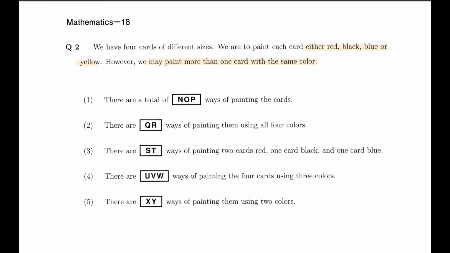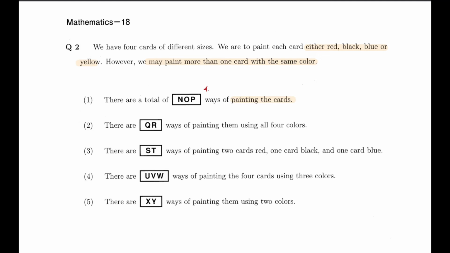Nah, pertanyaan pertama, there are a total of blah blah blah ways of painting the cards. Di soal yang pertama, kita pengen kasih warna, tapi nggak ada aturan apapun. Jadi kita boleh kasih warna apapun. So let's say for the first card, we have 4 options. We can paint it red, or black, or blue, or yellow. So for the first card, we have 4 possibilities.